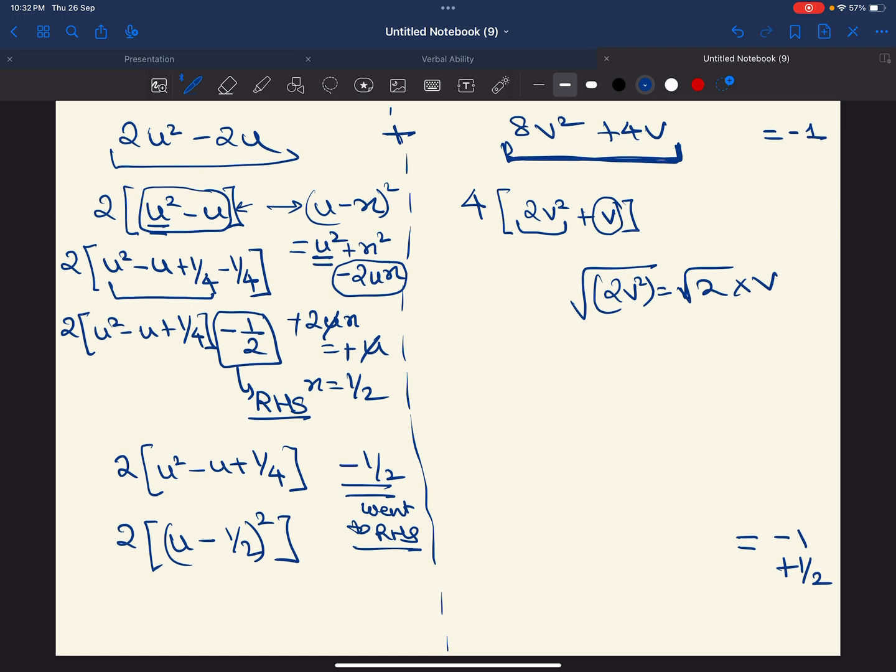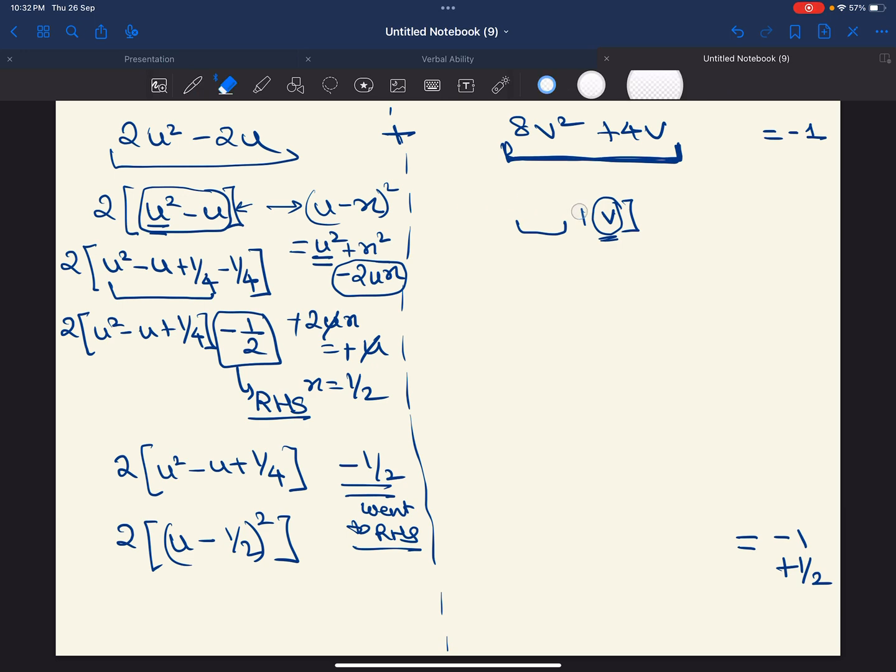So because I can see that my 2ab term is not in root 2 terms, instead of taking 4 common, I take something else common. Let's say 2. I take 2 common because I cannot take 8 common. So 2 times 4v square plus 4 plus 2v. Now let's see. This is a perfect square, and we have some 2ab term as well.